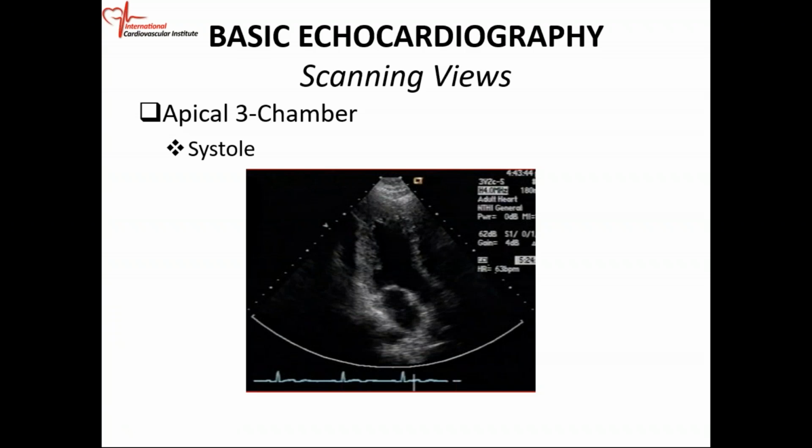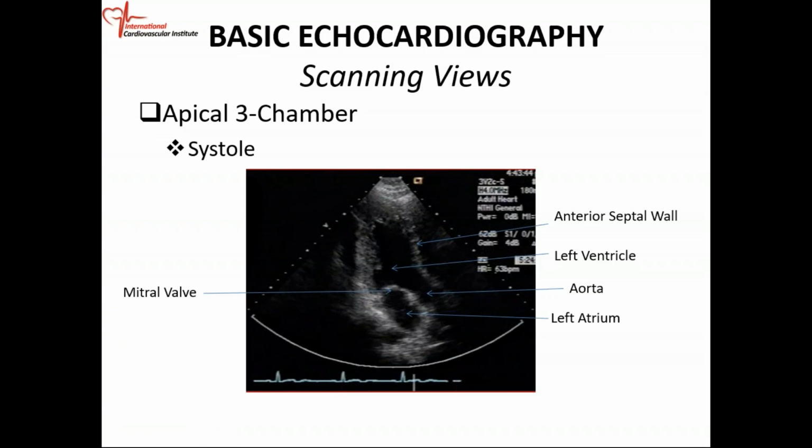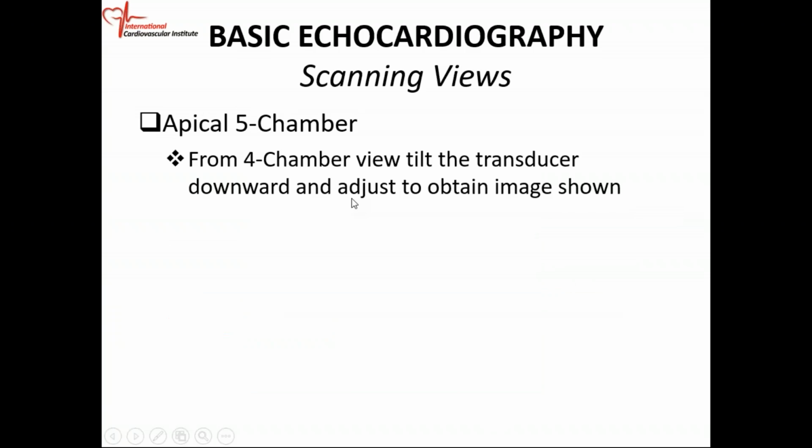You have to know the structures that make up this view. This is what we call your anterior septal wall, LV cavity, left ventricular cavity, your aortic valve is right there, and ascending aorta is right there. That's your left atrium. This is your mitral valve, and this is going to be your anterior mitral leaflet. Posterior leaflet is down there. This is your inferior lateral wall. Okay, apical 3-chamber view. So there is something we call the apical 5-chamber view.